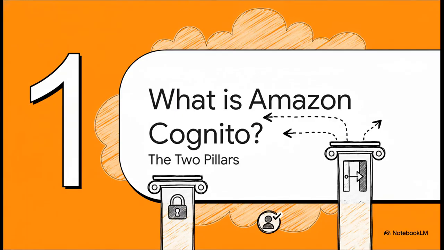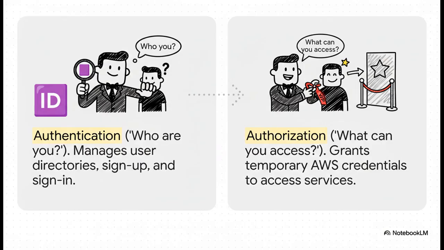Okay, so the key to really getting Cognito is understanding that it's built on two main pillars. If you get this one thing right, I promise, everything else is going to click into place. Seriously, if you're going to remember one slide from this whole thing, this is it. On the left, you've got user pools. They are all about authentication. Their job is to answer one question: who are you?